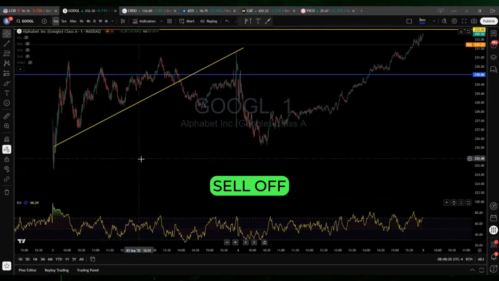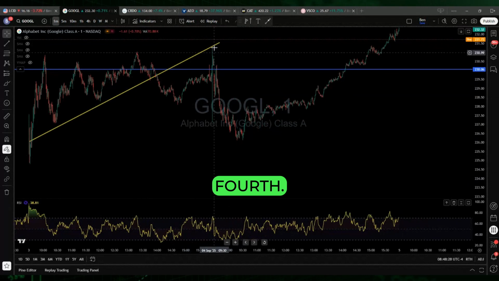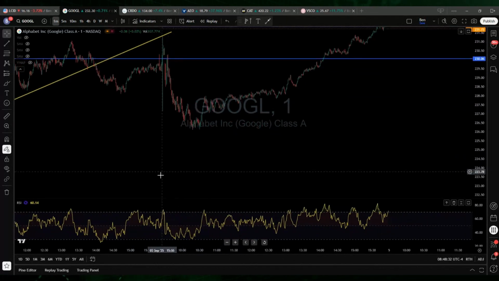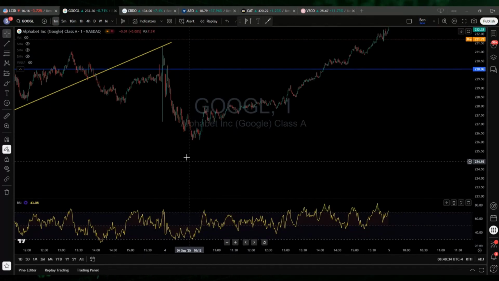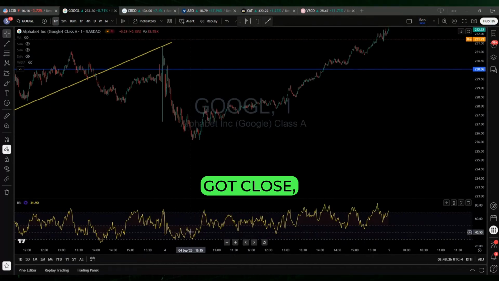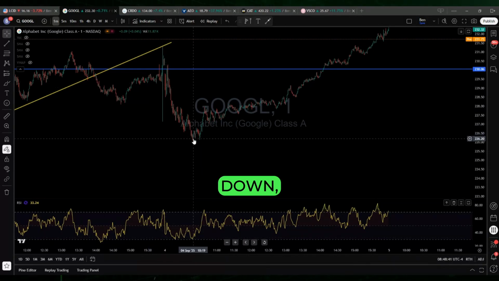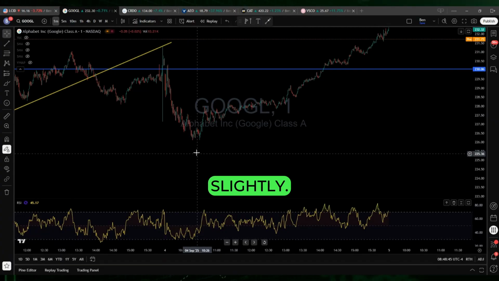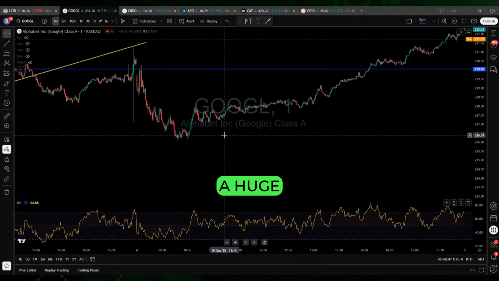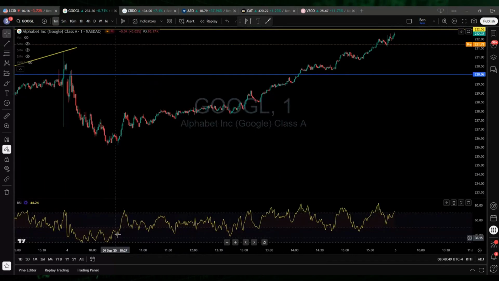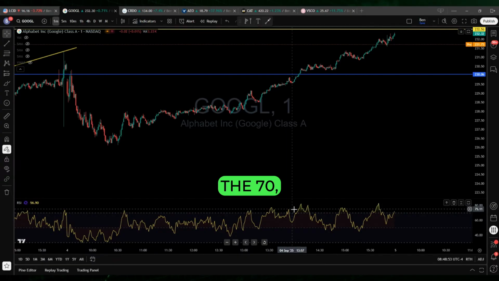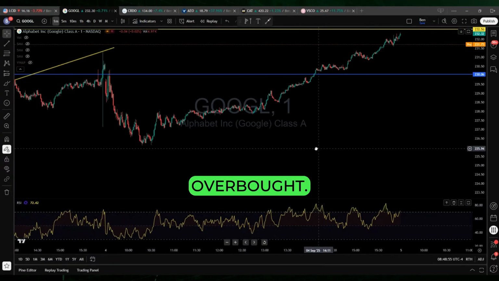You had this big sell-off on the 4th, so yesterday. Big sell-off. Look at the relative strength index. It didn't get below the 30. Got close, put in a little bit of positive RSI divergence. Price action headed down, relative strength index headed slightly higher, oh so slightly. And then there was a huge reversal on Google. And then all of a sudden you were trading above the 50 and into the 70, indicating that you're overbought.